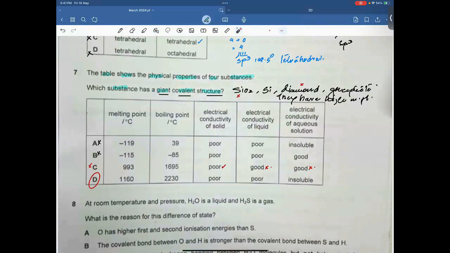But let me give you a more detailed explanation. Since it has a high melting and boiling point, both these values are correct. Electrical conductivity of the solid could be poor because silicon dioxide cannot conduct electricity in the solid state. Diamond also cannot conduct electricity in the solid state. Both silicon dioxide and diamond, and also graphite, cannot exist in the liquid state. So obviously that's the giant covalent structure. Okay.